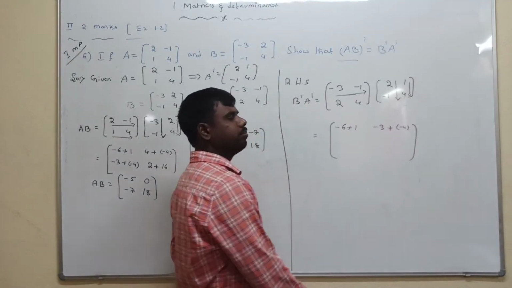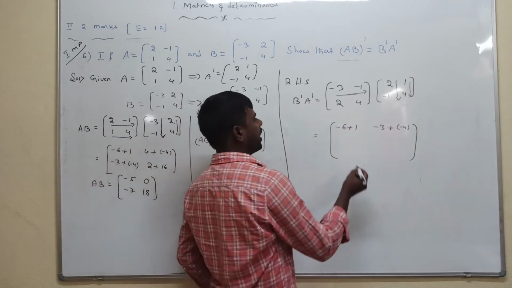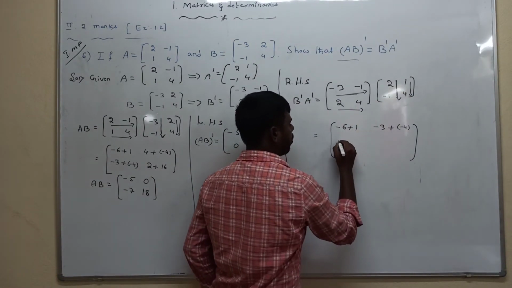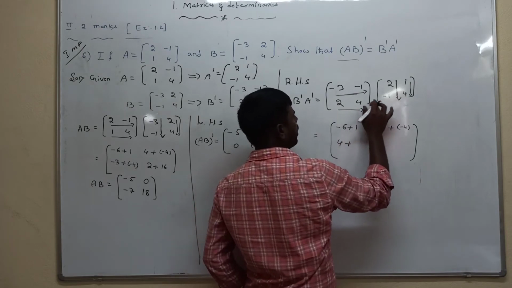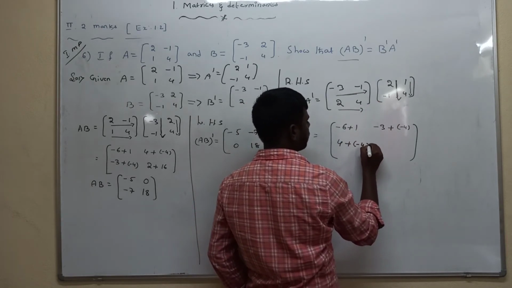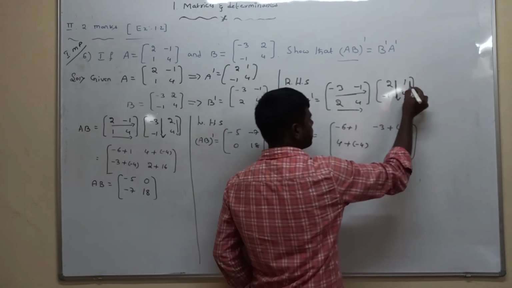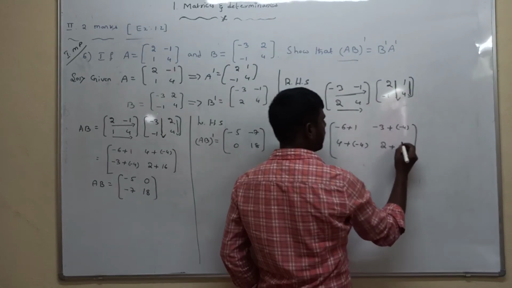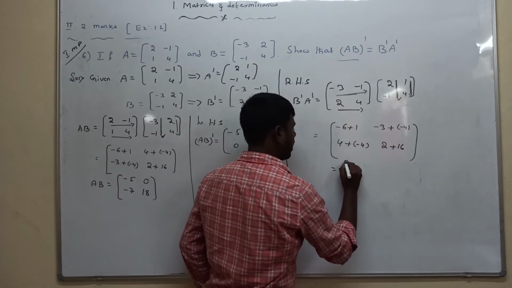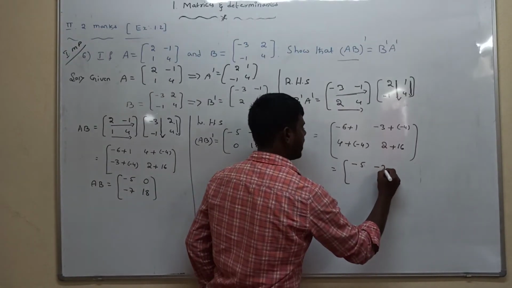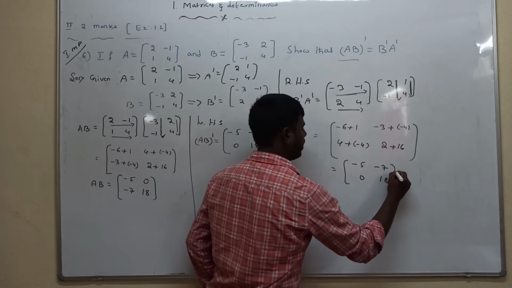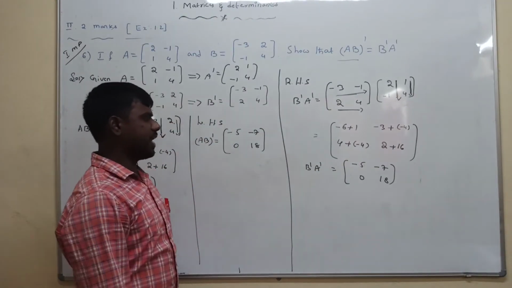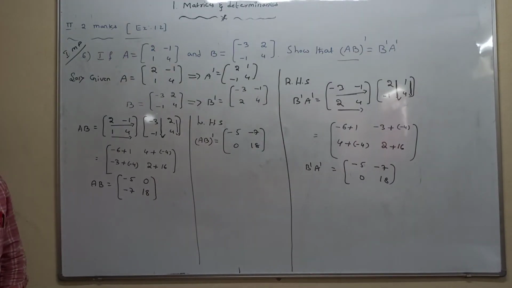First row second column is over. Next the second row and the first column: 2 into 2 is 4, plus 4 into -1, that value is -4. Next the second row, second column: 2 into 1 is 2, plus 4 into 4 is 16. So finally the answer is [[-5, -7],[0, 18]]. So we got transpose of B into transpose of A is equal to [[-5, -7],[0, 18]].